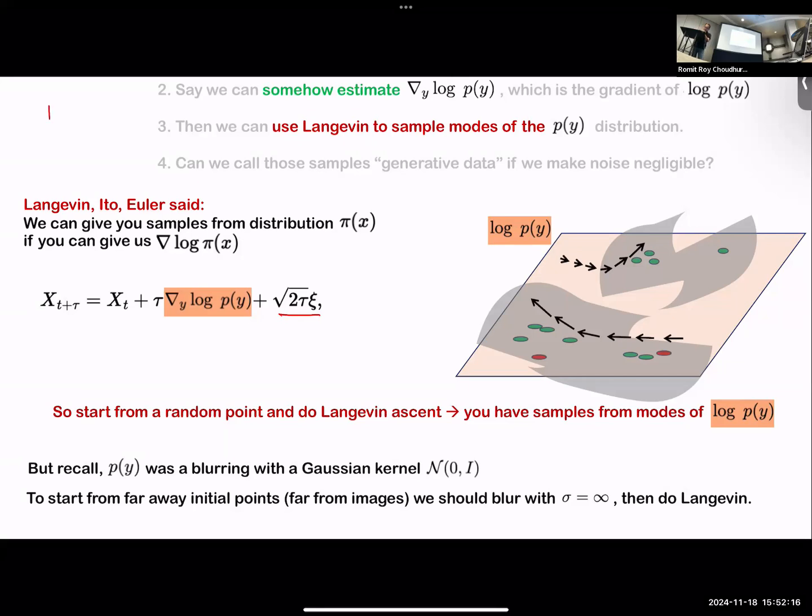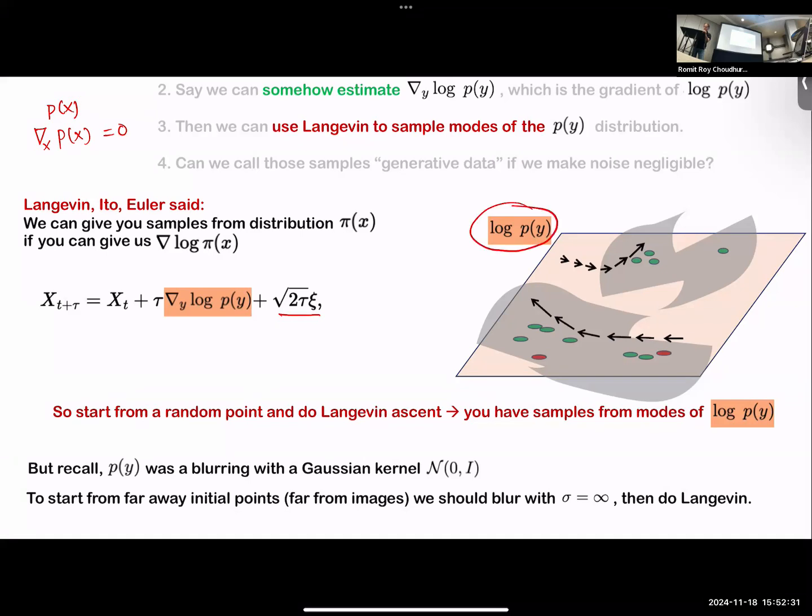Okay. You have p_x, which is what you want. The peaks of p_x are basically where this is 0, right? That's the peak of p_x. Let's look at what is grad_y of log p_y. When is this 0? This is 1 by p_y. So whenever that guy is 0, this guy is also 0. So the peaks are exactly the p_x peaks, and the y peaks are the same.